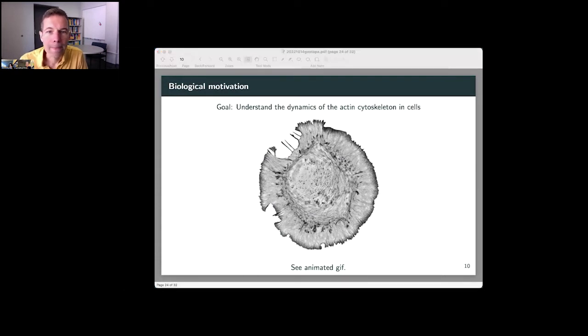Okay. So the first bio application is to images of cells. So these are images taken using microscopes, light microscopy, and biologists are very interested in something called the actin cytoskeleton.